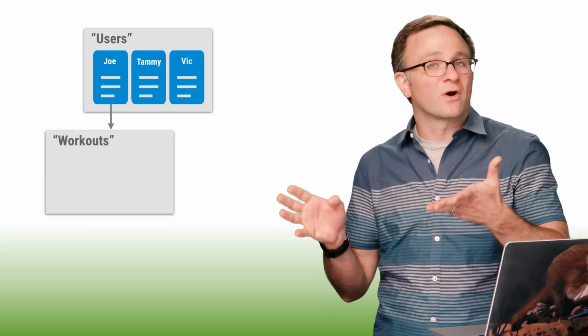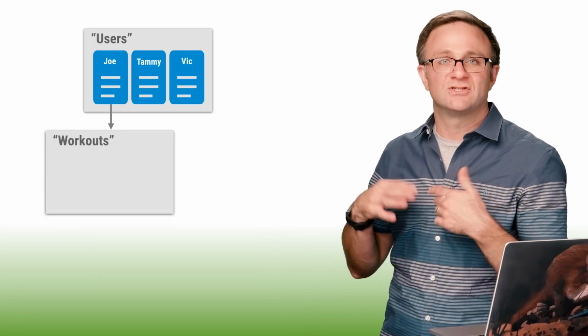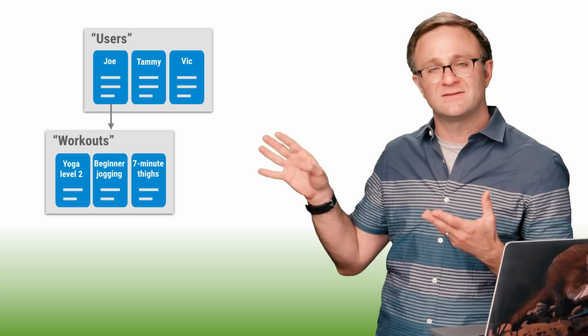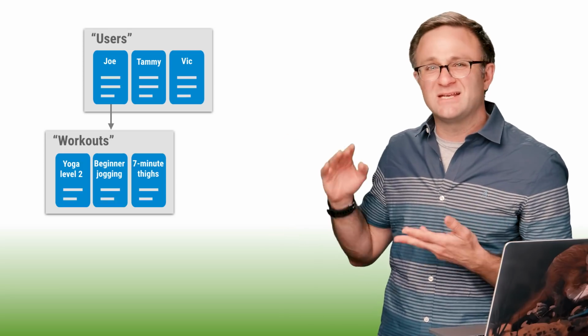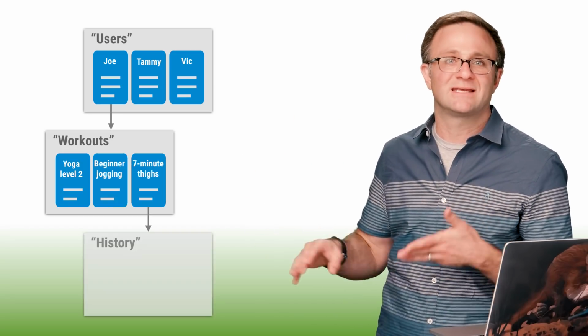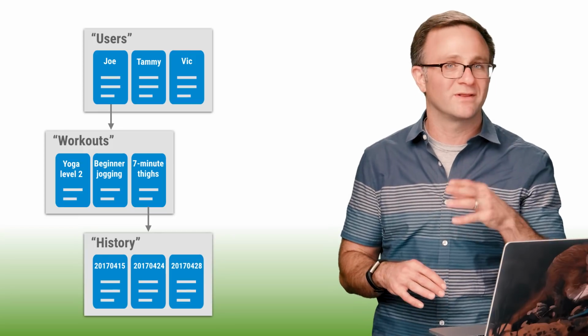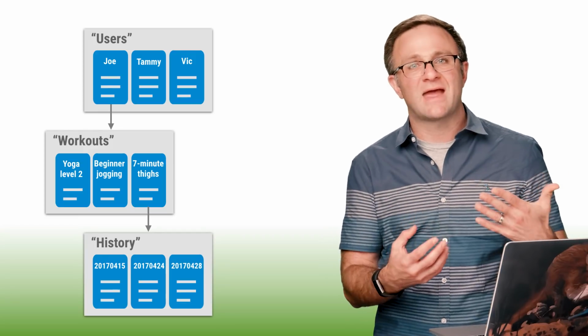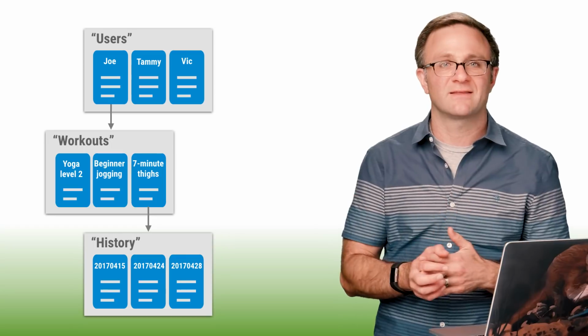In a workout app, for instance, I might have a users collection, and this collection would contain a document for each user. And then each of those documents might point to a workout subcollection that in turn contains a document for each different type of workout that this user has performed. And then maybe each one of these has a history subcollection that keeps track of every time the user performed one of these workouts, maybe along with some average heart rate data or some other stuff like that.